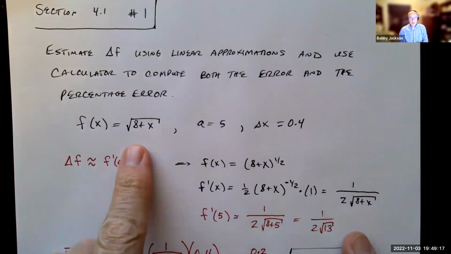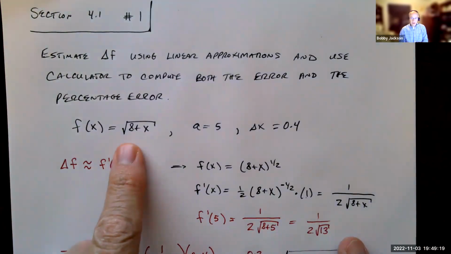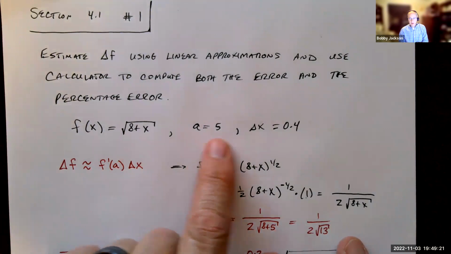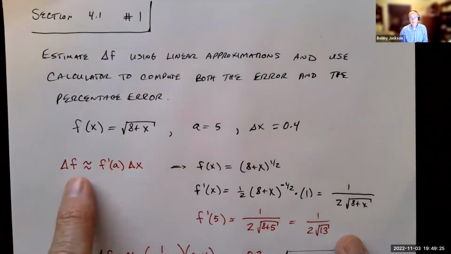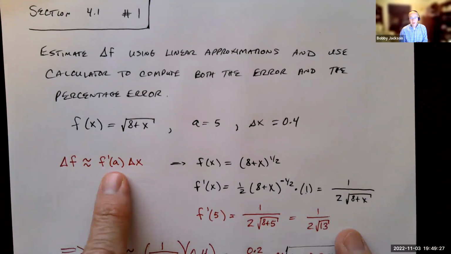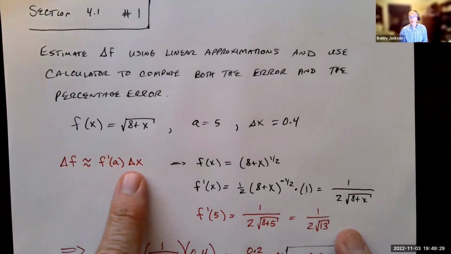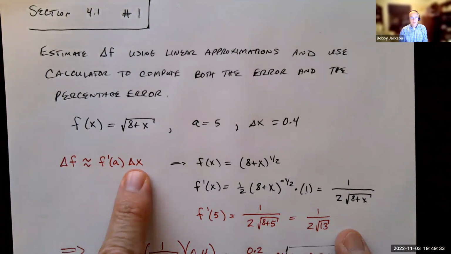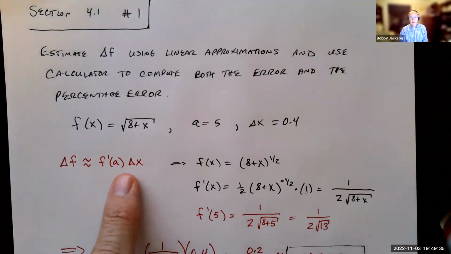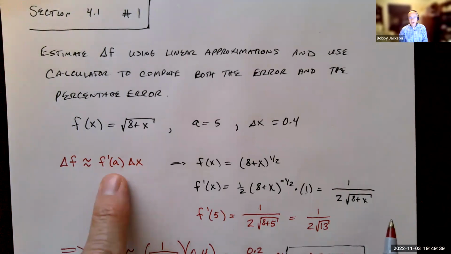So this particular example has the function the square root of 8 plus x. The value of a is 5 and delta x is 0.4. So our approximation for the change in f is this linear approximation. This is basically moving along the tangent line, right? Tangent line has slope f prime of a times the corresponding change in x will give us the corresponding change in y. So I do need the derivative.